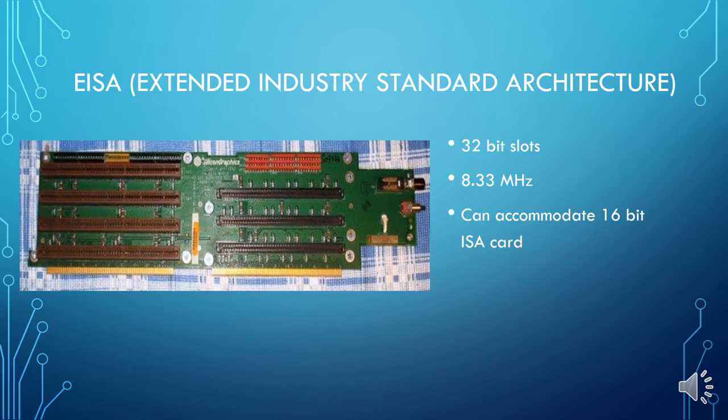Now coming to EISA, that is Extended Industry Standard Architecture. It was a 32-bit slot, means it was supporting 32-bit data. Speed was 8.33 megahertz and it can accommodate 16-bit ISA cards. So the EISA bus provided 32-bit slots, which we already discussed, and in addition EISA can accommodate 16-bit ISA cards. Although the EISA bus is backward compatible and not a proprietary bus, it never became widely used and is now no longer found in computers today.